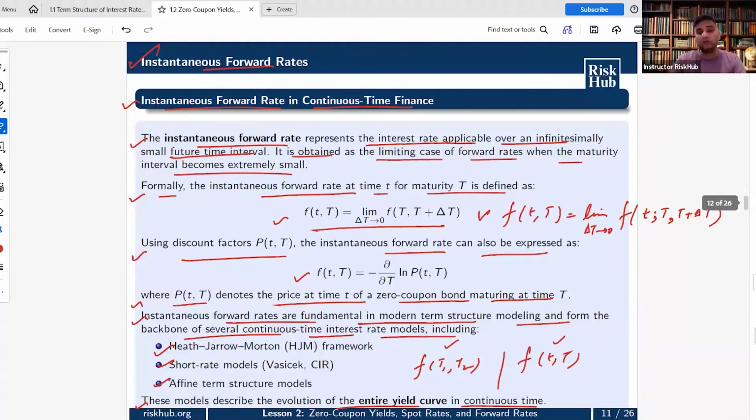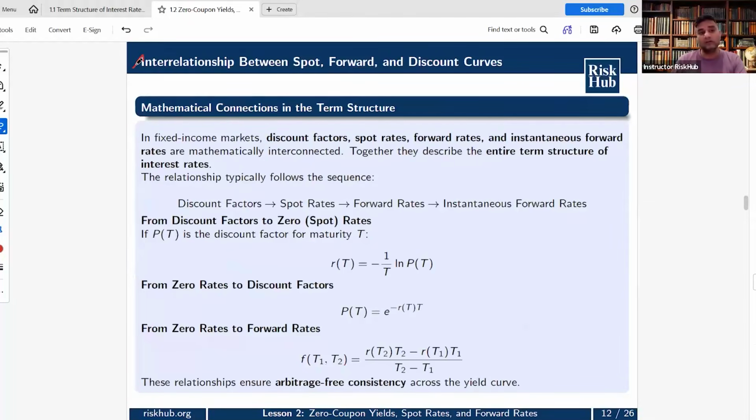Then we go to slide number 12, which is the interrelation between your spot, forward, and discount curves, the mathematical connections in the term structure. In the fixed income market, the discount factor, spot rate, forward rate, and instantaneous forward rate are mathematically interconnected. Together they describe the entire term structure of interest rates. The relationship typically follows the sequence: discount factor leads to spot rate, to forward rate, to instantaneous forward rate.